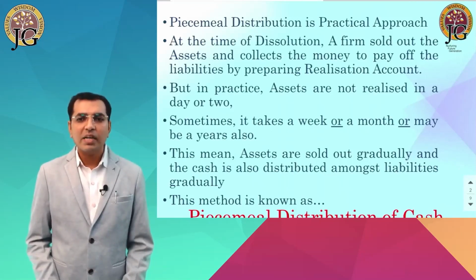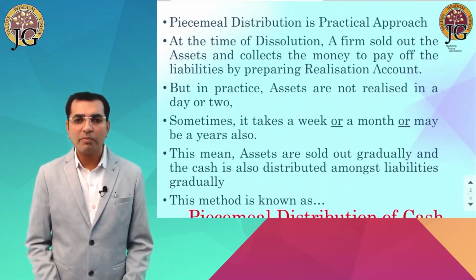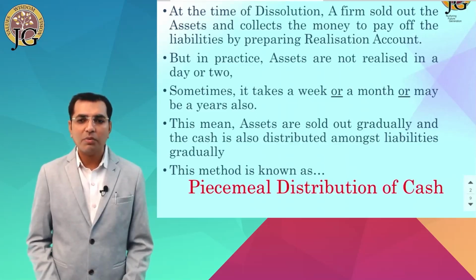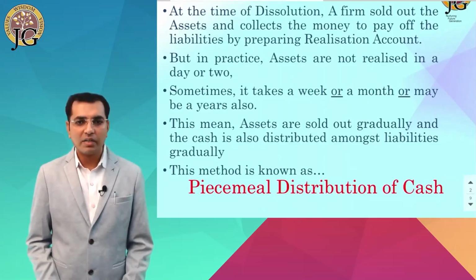This means assets are sold out gradually, the money will also come gradually, and the liabilities are also to be paid gradually. The word gradually indicates installments, or we can say practically it's piecemeal distribution of cash. So I think now you understood piecemeal distribution. Piecemeal means gradually cash comes and gradually cash is distributed amongst the liabilities as well as the partners.